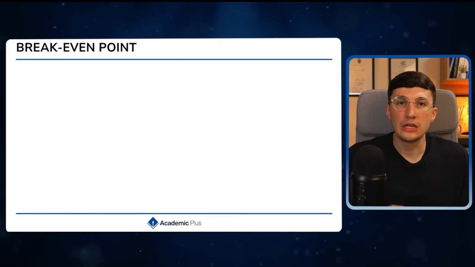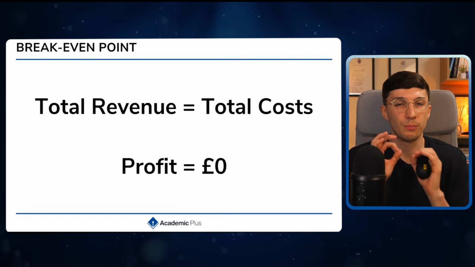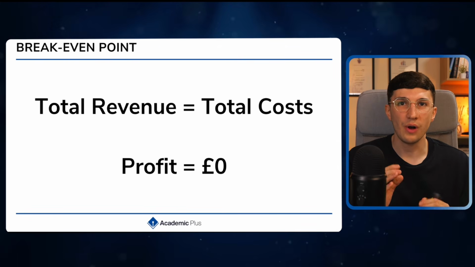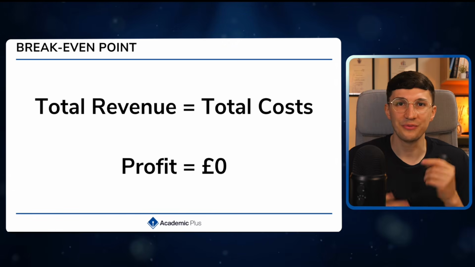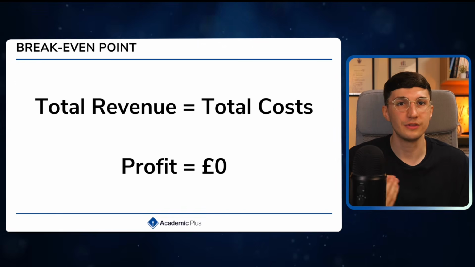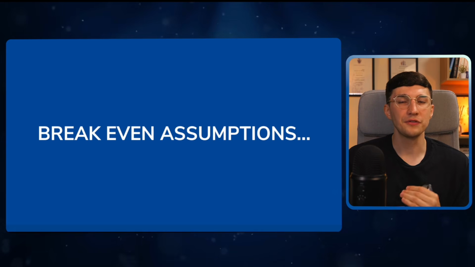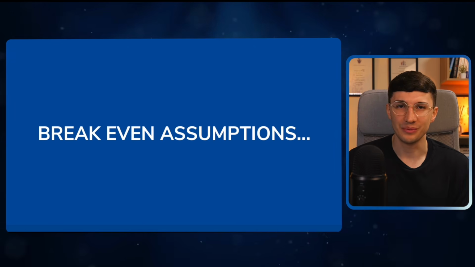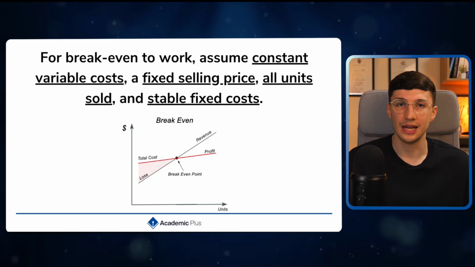So by specifically knowing how many units I need to sell for my revenue to equal total costs, for profit to equal zero, well, after the break-even point, that's when the business starts making profit. So every product I sell over my break-even point, the business is becoming more and more profitable. However, for break-even to work, we have to make some unrealistic assumptions. Keep these in mind for when we look at the disadvantages of break-even a little bit later on.